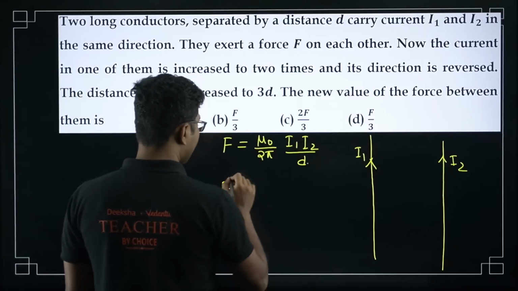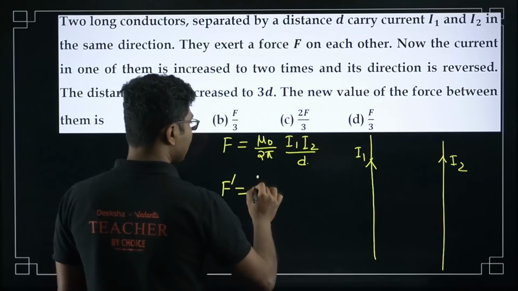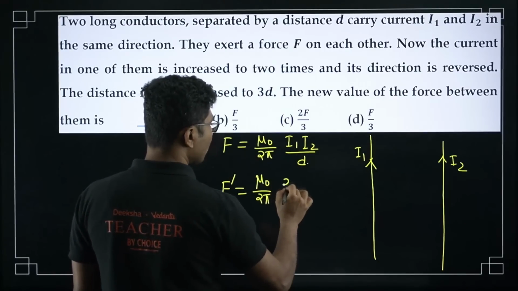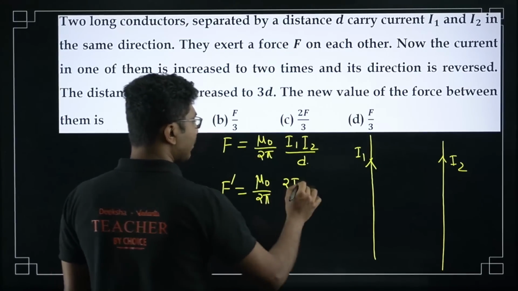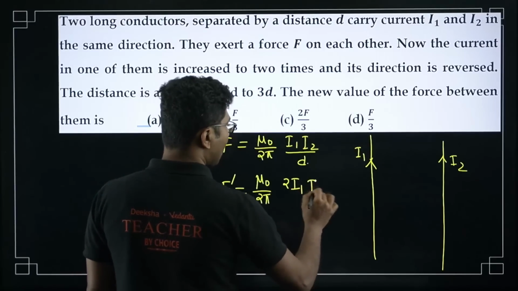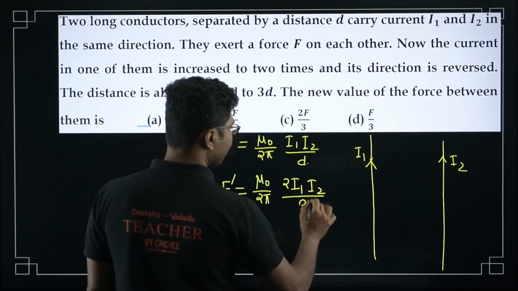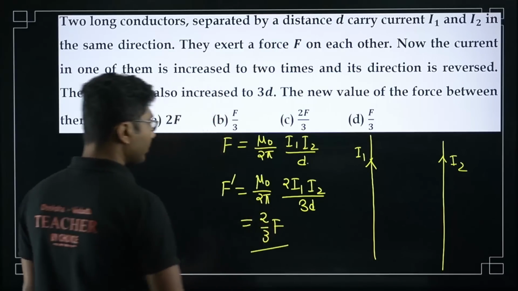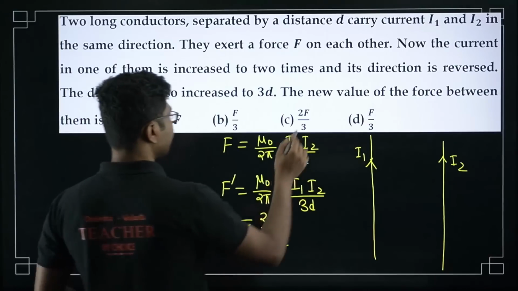So the new F dash equals mu naught by 2 pi. One of the currents is doubled, so I1 becomes 2 I1, I2 stays, and the distance is now 3d. So we can say it will be 2 by 3 F.